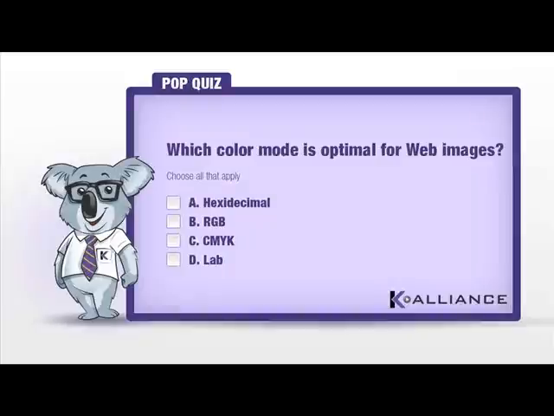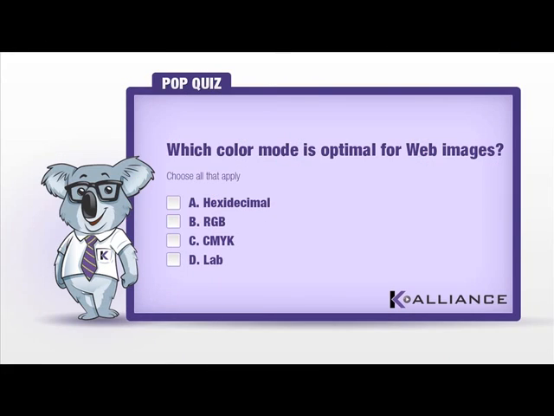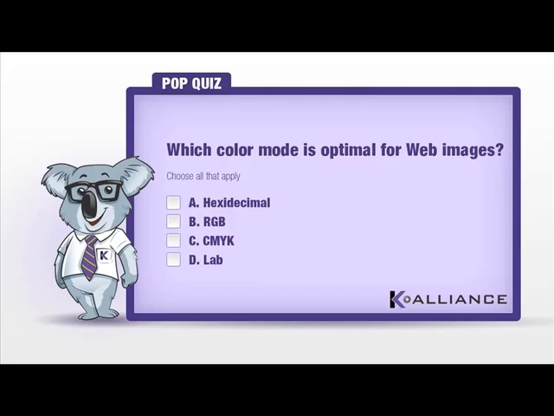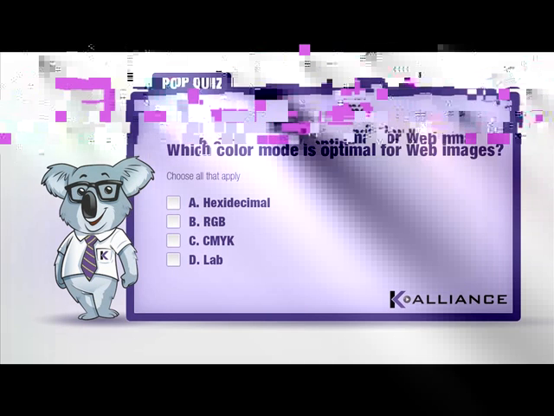Which color mode is optimal for web images? A, hexadecimal. B, RGB. C, CMYK. D, Lab. The answer is B, RGB.